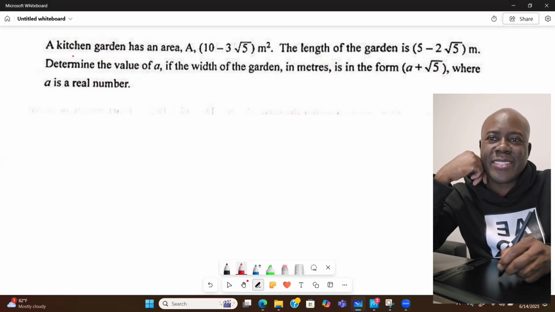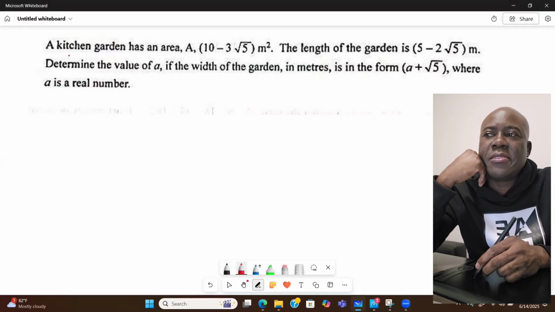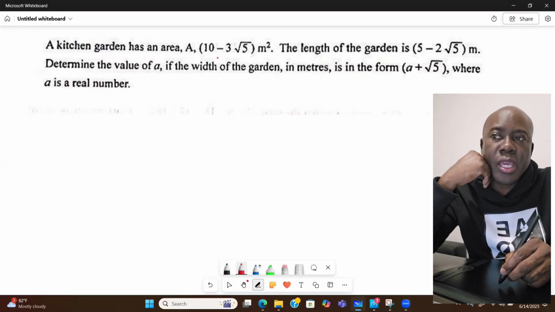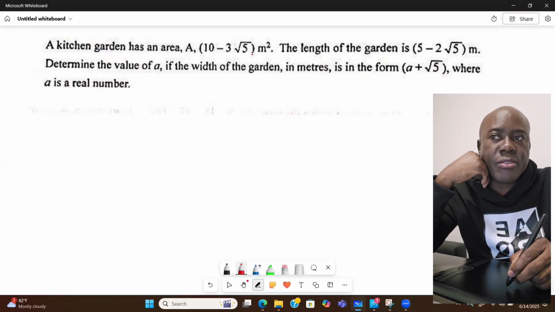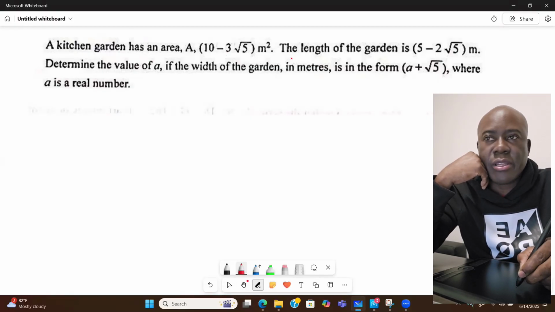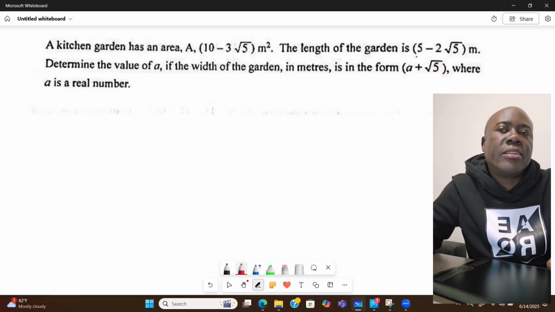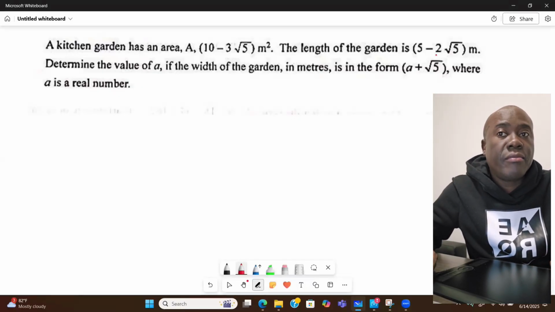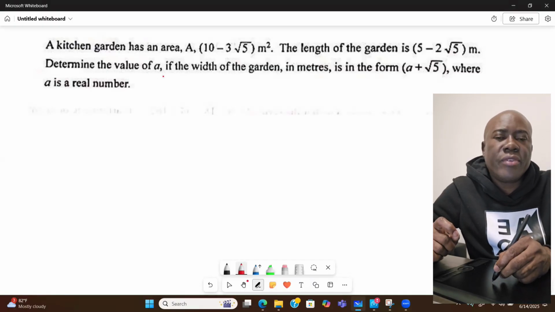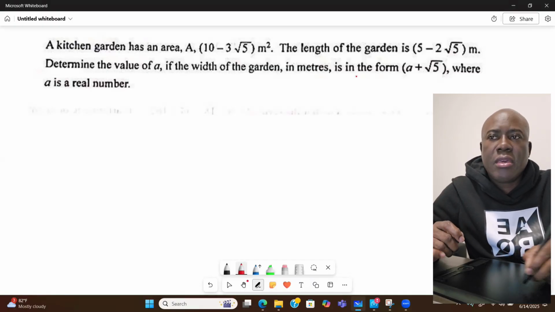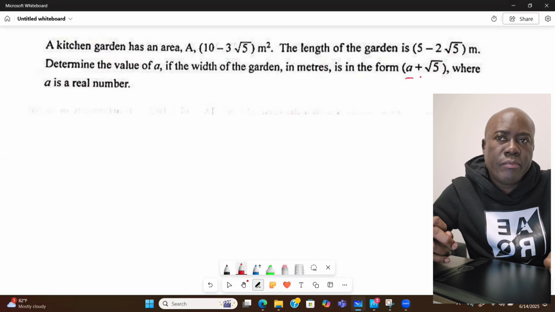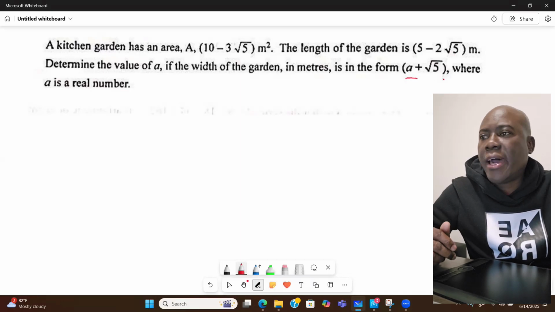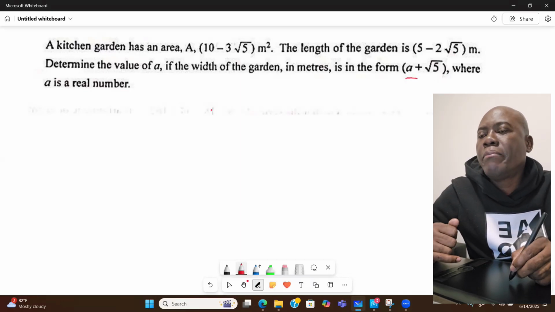Let us take a look at this question. So the question reads, a kitchen garden has an area A, which is 10 minus 3 root 5 square meters. The length of the garden is 5 minus 2 root 5 meters. Determine the value of A, if the width of the garden is in the form A plus root 5, where A is a real number.